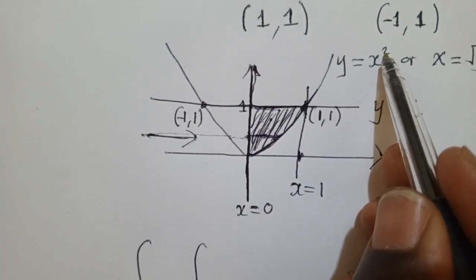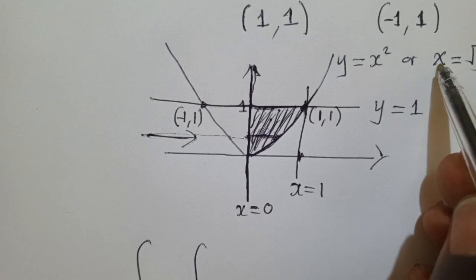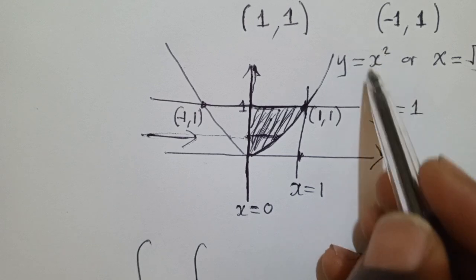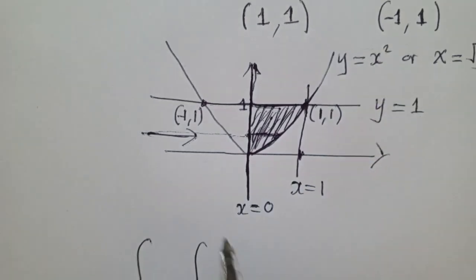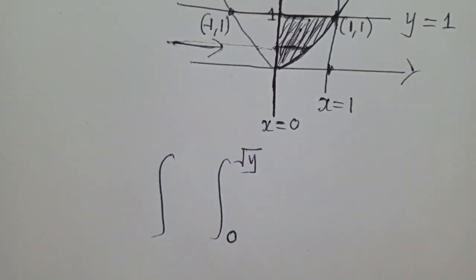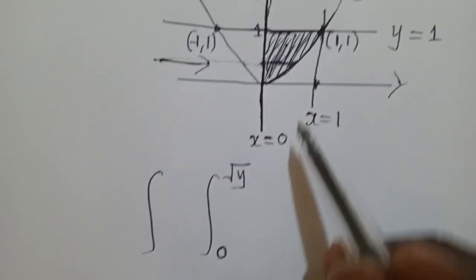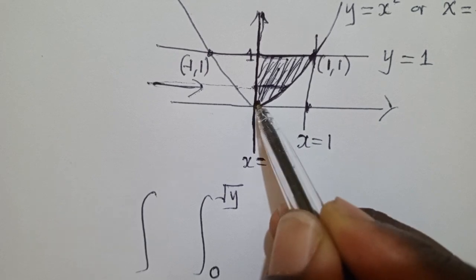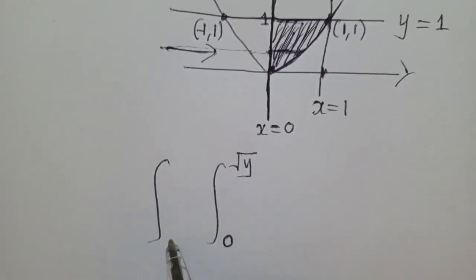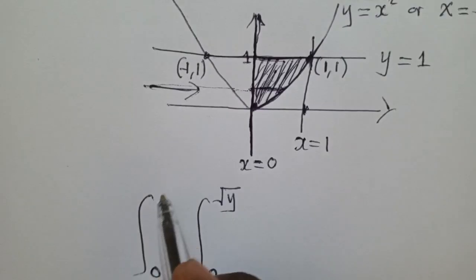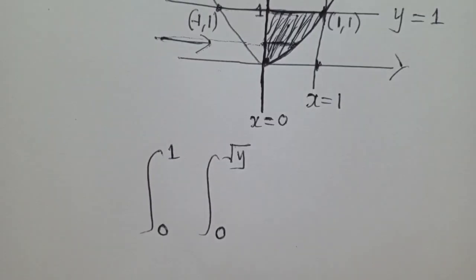When you pass through the region, when leaving the region, which equation are you meeting? This is y is equal to x squared. Now, since we are respecting x, we say x is equal to the square root of y. We just square rooted both sides to make x the subject of the formula. And when you get the inner limits, the lower point is 0, and the upper point is 1. So these are the limits.